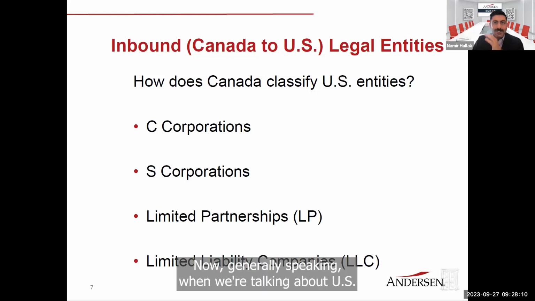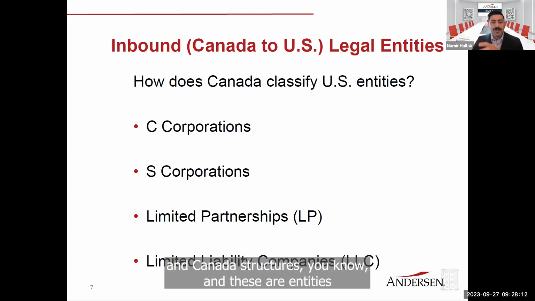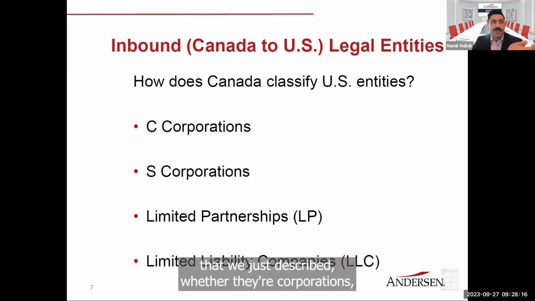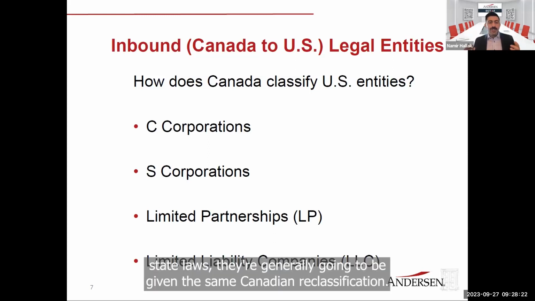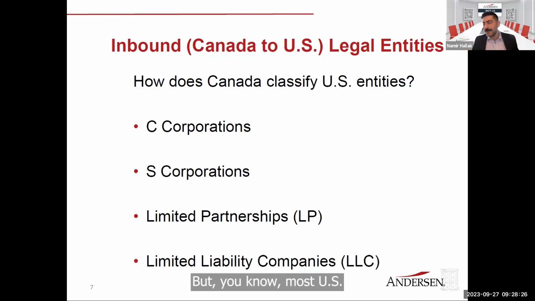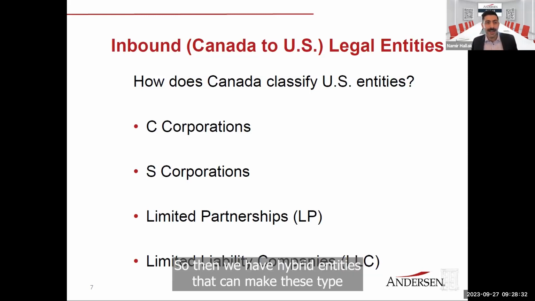Now, generally speaking, when we're talking about US and Canada structures, the entities that we just described, whether they're corporations, partnerships, or trusts under US state laws, are generally going to be given the same Canadian entity classification. Again, just very high level here. But most US states love creating variations of this. So then we have hybrid entities that can make these types of classifications cross-border more problematic.